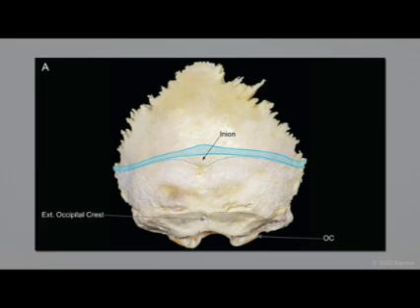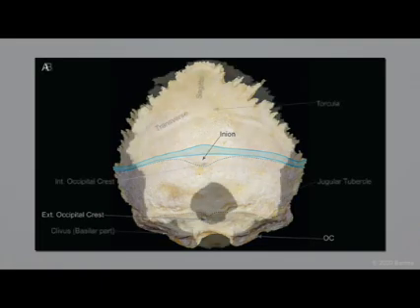insertion of the nuchal muscles. This line can be used as a guide to the position of the transverse sinus. The inferior nuchal line, here in brown, is the insertion of the suboccipital muscles. At the midline, the external occipital crest corresponds to the falx cerebelli and the occipital sinus intracranially.